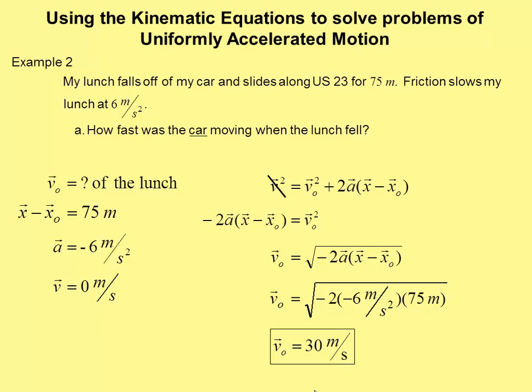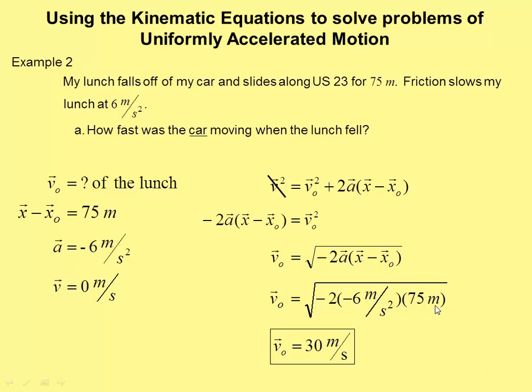Right? Now, you might wonder why was I going that fast before the lunch fell off? Well, if you know my car, you know that there's a spoiler on the back, and so maybe it got caught on there. And it's not a completely unreasonable thing, right, to have this 30 meter per second initial velocity.